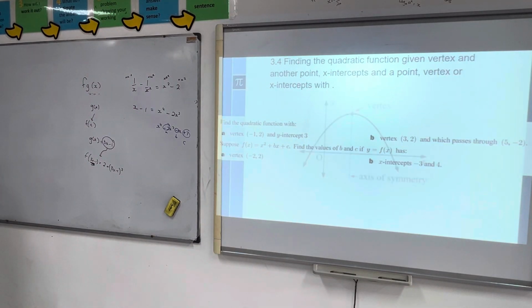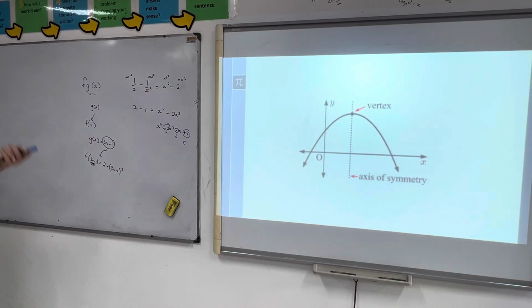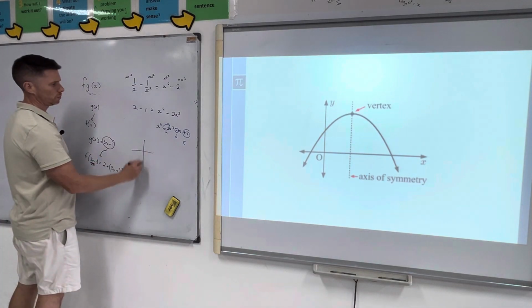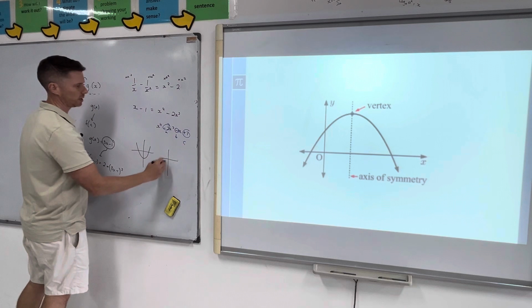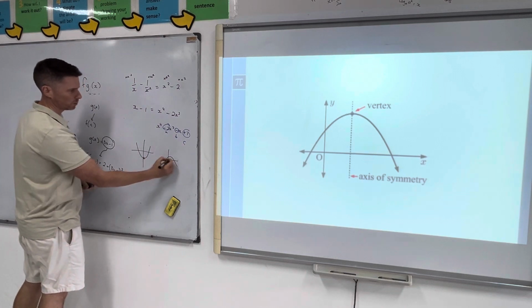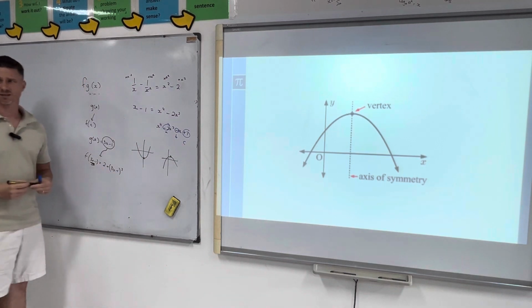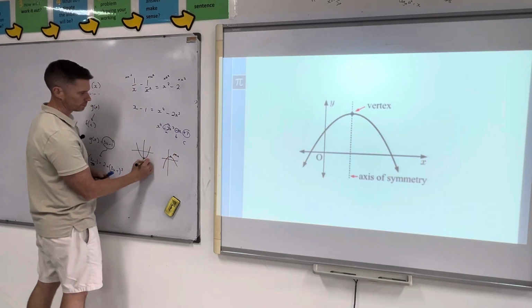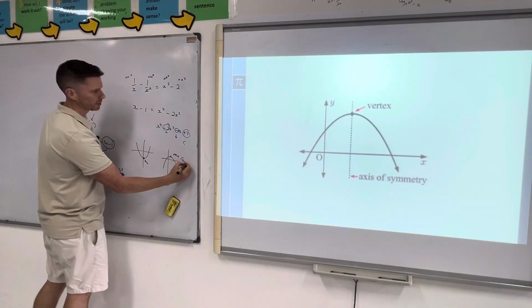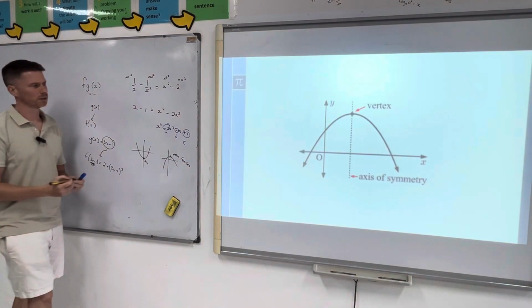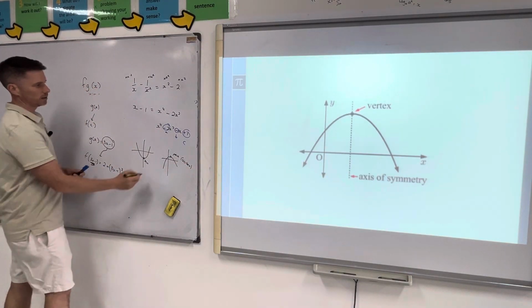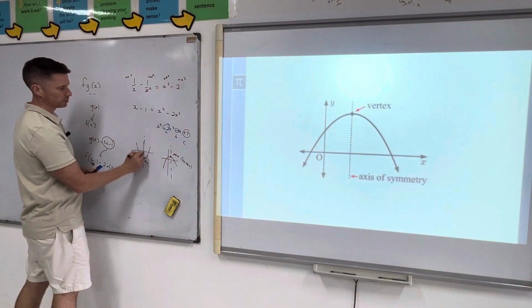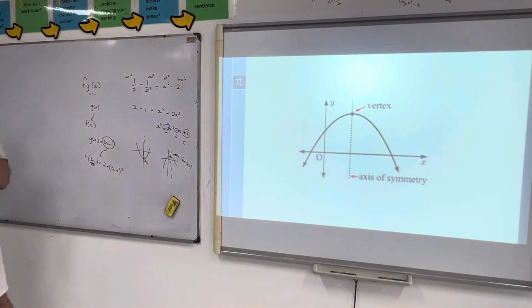Okay, so I'll come back to the question in a second. We need to know that this is a general shape of a quadratic. There are two. We got a U shape and an N shape. This point at the bottom or point at the top is called the vertex, or the maximum or minimum. Also called the vertex. It's the turning point. And then through the vertex is the axis of symmetry, where I can fold the function over perfectly on top of itself.